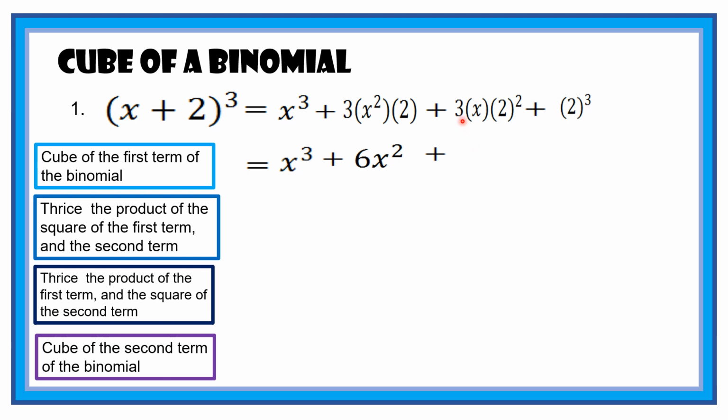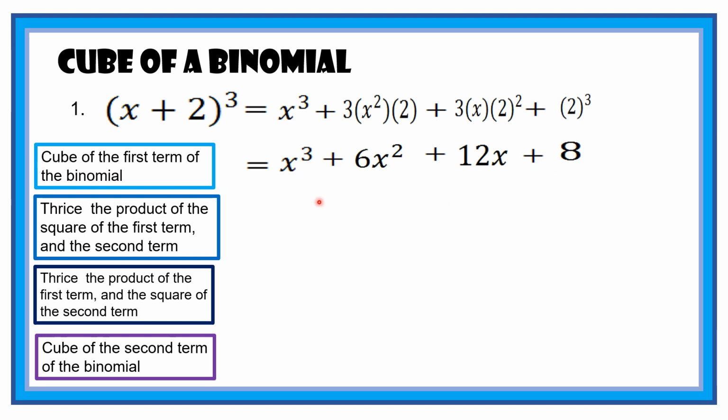Next, 3 times x is 3x and 2 squared is 4 because that is 2 times 2. So we have 4. 4 times 3x now is 12x. Then cube of the second term, so 2 times 2 times 2. So this is equal to 8.